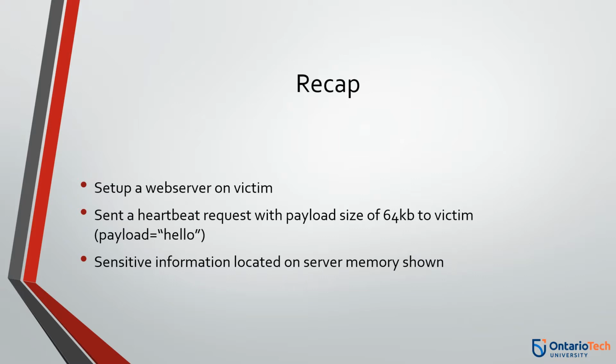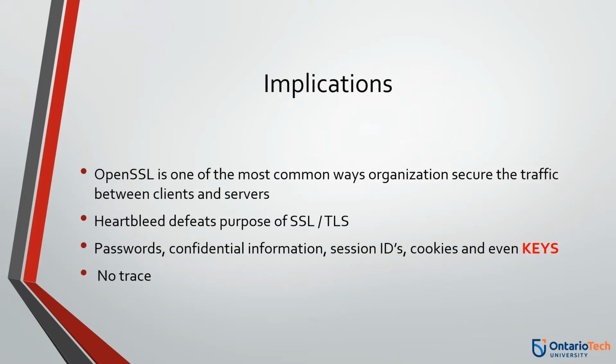Thankfully, during this demo, no real sensitive information was leaked from our server, but you can understand the implications for large corporations that were using OpenSSL or TLS to encrypt the communication between their clients and servers. The very purpose of SSL and TLS is to encrypt the traffic in between clients and servers. But with this bug, a hacker can access all kinds of sensitive information on the server, such as passwords, confidential information, session IDs, cookies, and even things like keys.